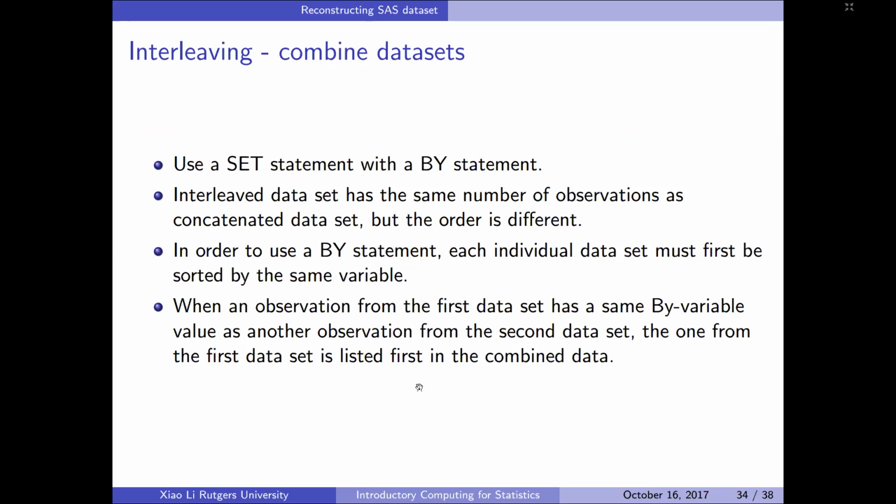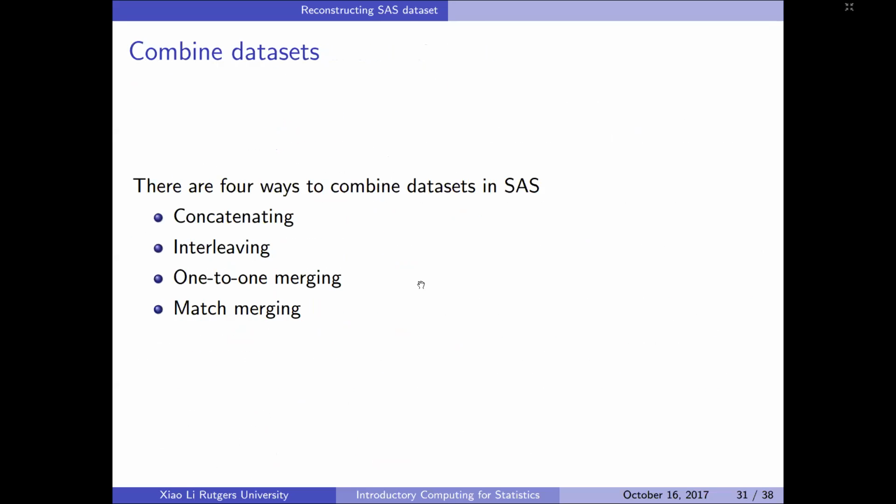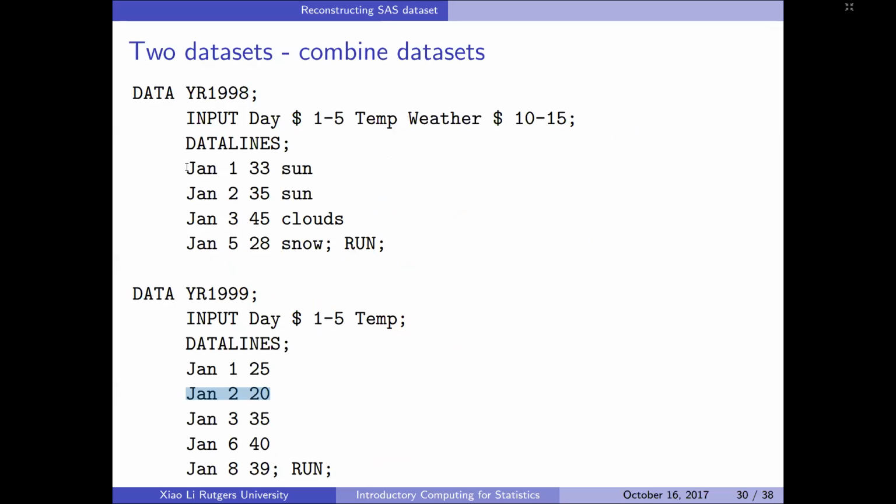Now here are some notes on using the interleaving method to combine different data sets. Always remember to use a set statement with a by statement. An interleaved data set has the same number of observations as a concatenated data set, but the order is somehow different. For example, in our combined one, the data are ordered in this order: the first one, second one, third one, fourth one, and the fifth one will be in the second data set we combined.